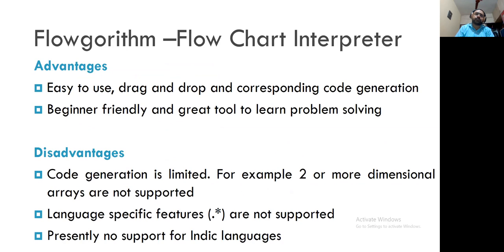The advantages of using Flowgorithm are that it is easy to use, drag and drop, and corresponding code generation is possible. It is very beginner friendly and a great tool to learn problem solving. The disadvantage is that code generation is limited. Advanced code generation is not possible. For example, some features are not supported. Two or more dimensional arrays are not supported at all. Language specific features such as broadcast operators are not supported. And presently there is no support for Indic languages.